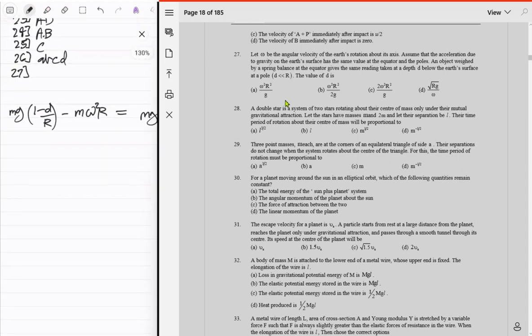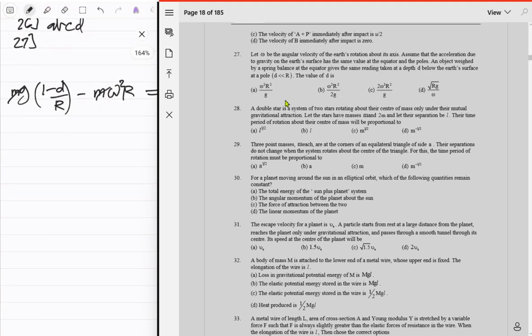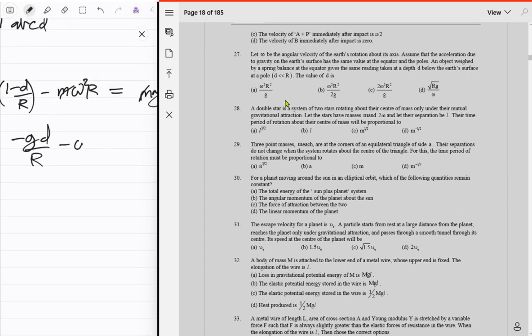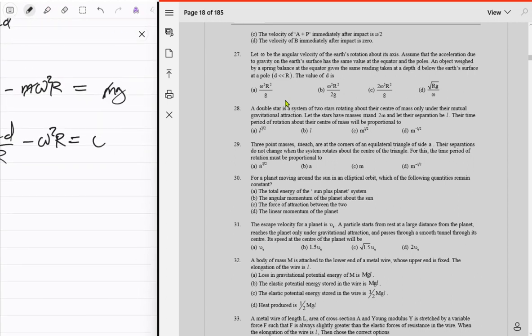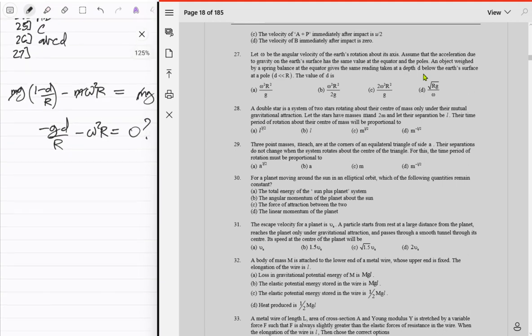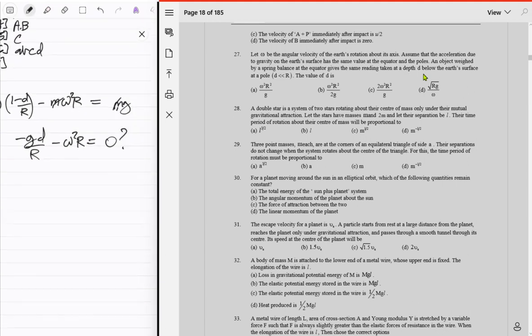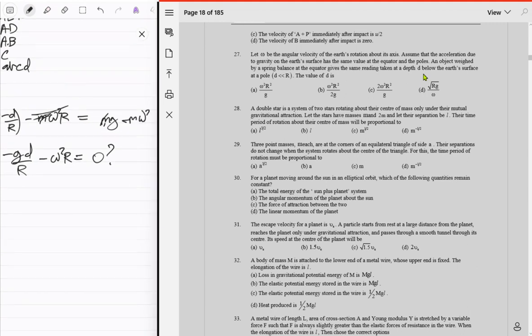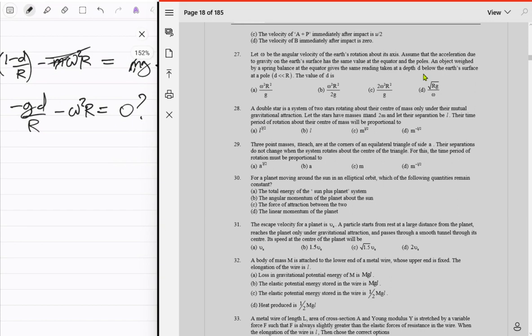Which means, okay, cancel m, what do you get? Oh no, this is the other way around, sorry, I understand. This should be on the pole side, so it should be mg minus m omega square r over here. So here a plus comes. Okay, cool, so this is actually equal to that. Basically, what we want is the value of d. So d is just omega square r square upon g, which is A.